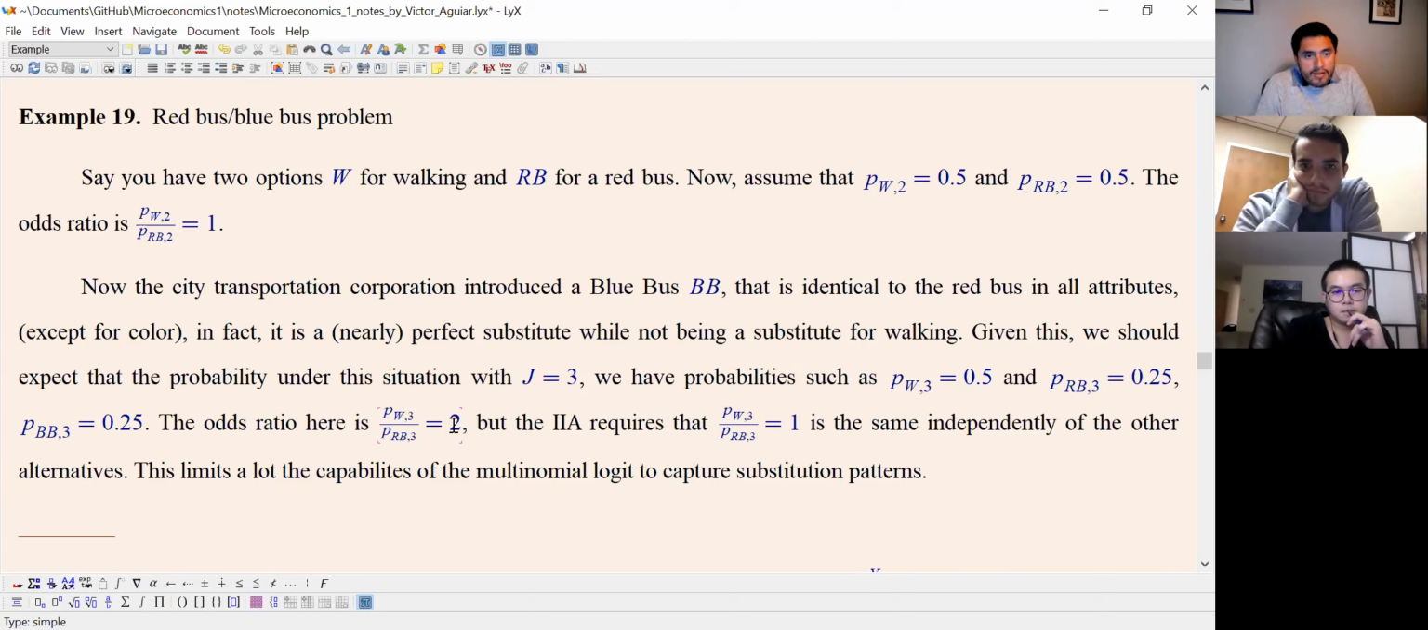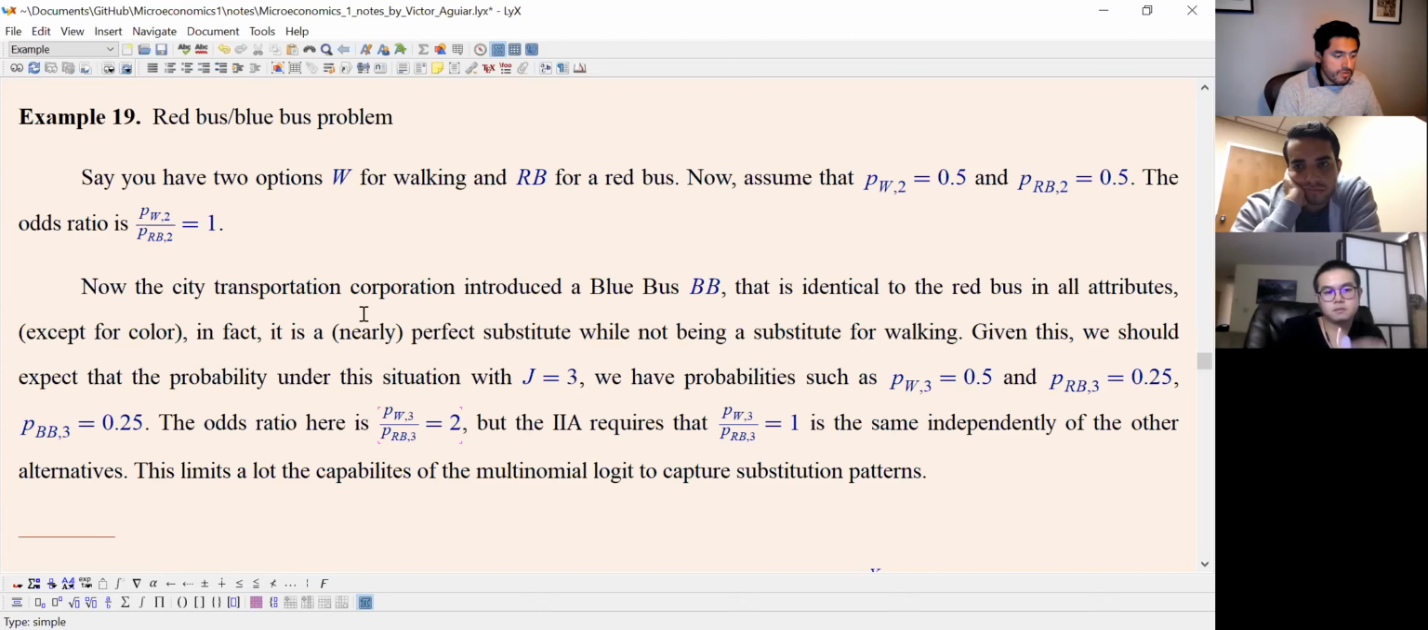Let's make it simple, right? It's a complete duplicate, but now you study the substitution patterns, which are these ratios. And now suddenly walking over red bus is 2/1, okay? And before it was 1/1, so 1. So basically now, in this model, you should expect that the substitute will just absorb share from the perfect substitute, from the blue bus, and leave walking alone.